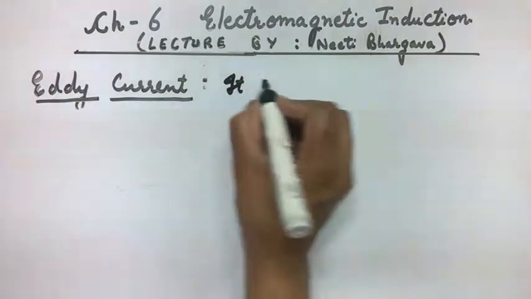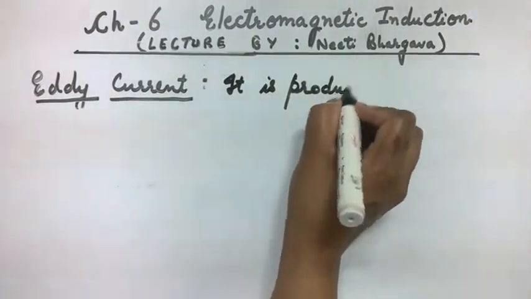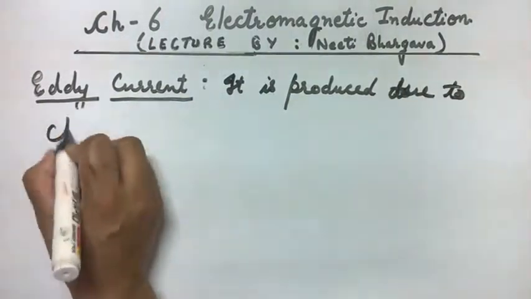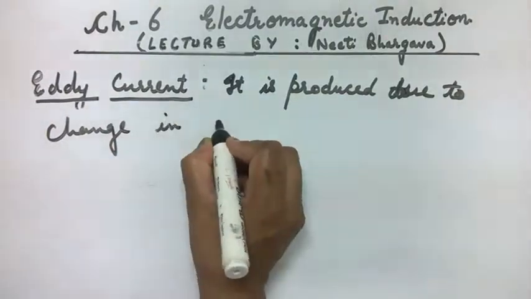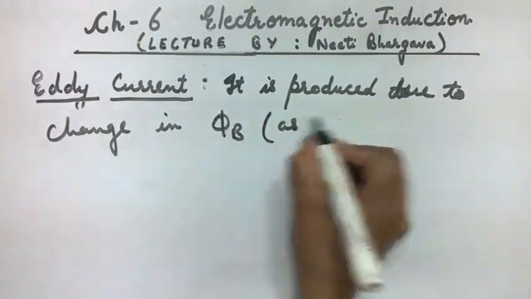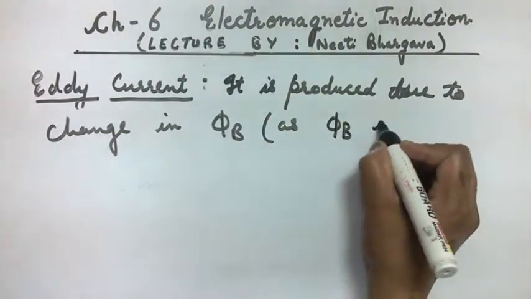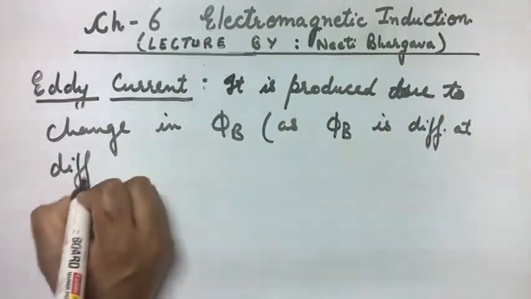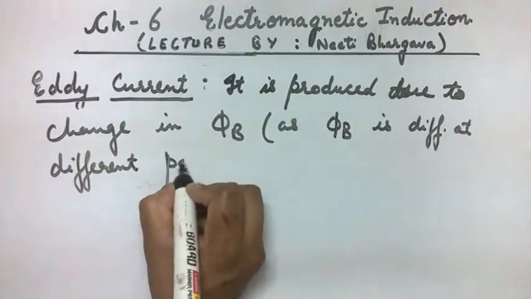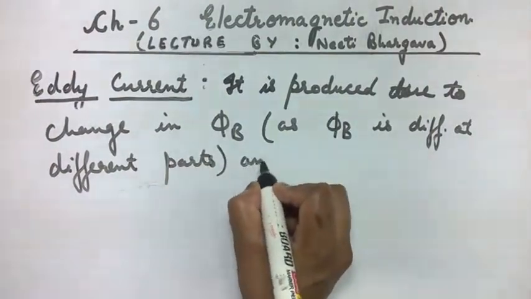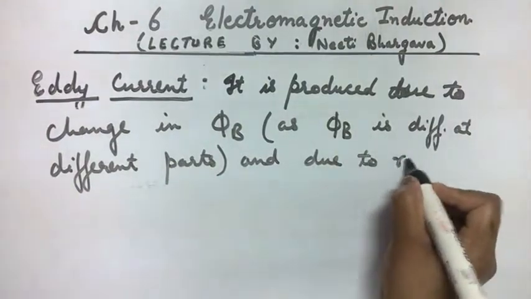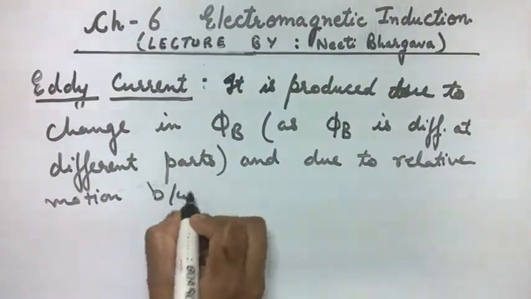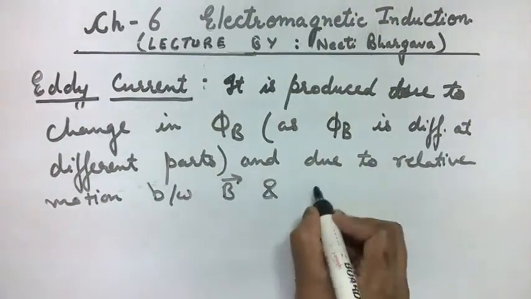Thus we can say that it is produced due to change in magnetic flux, as magnetic flux is different at different parts, and due to relative motion between the external magnetic field and the conductor.